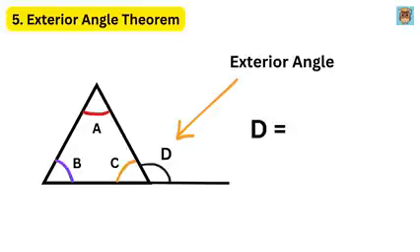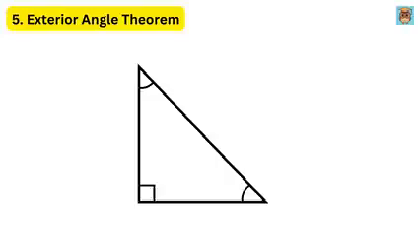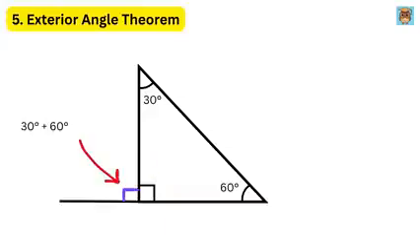Its size equals the sum of the two inside angles that aren't next to it. For example, if your triangle has angles 30 degrees, 60 degrees, and 90 degrees, and you extend the side at 90 degrees, the exterior angle there is 30 plus 60, which is 90 degrees, which we can also visually observe.